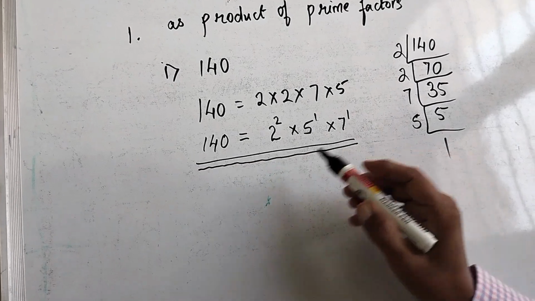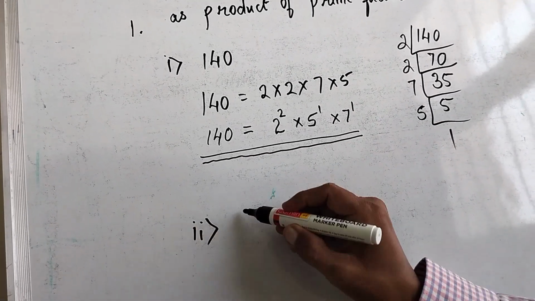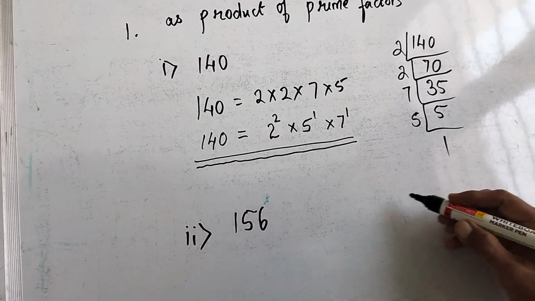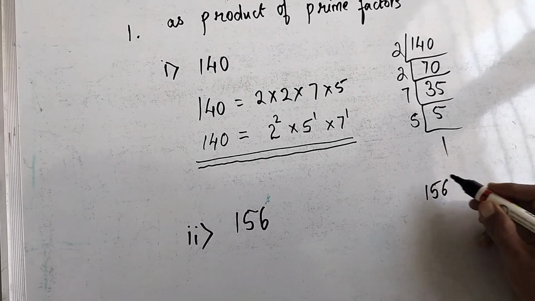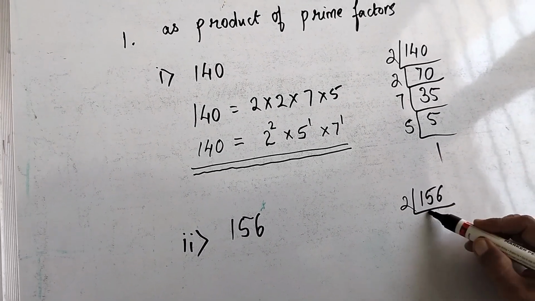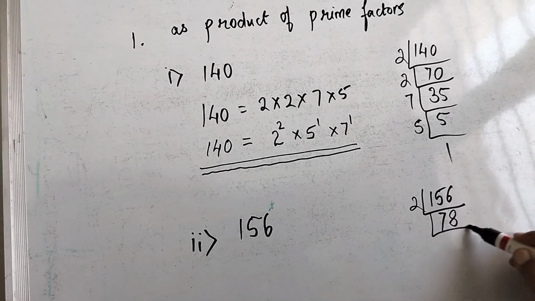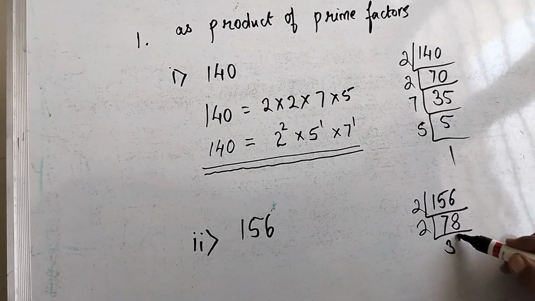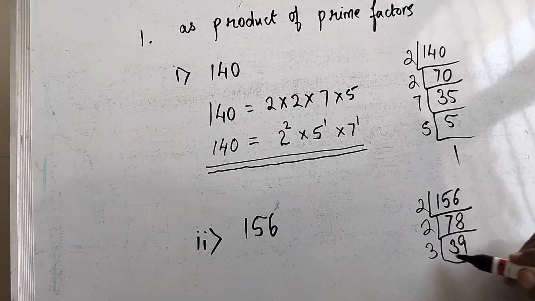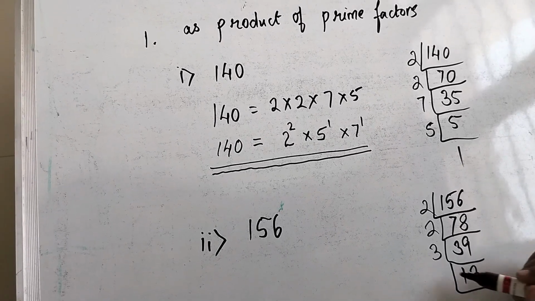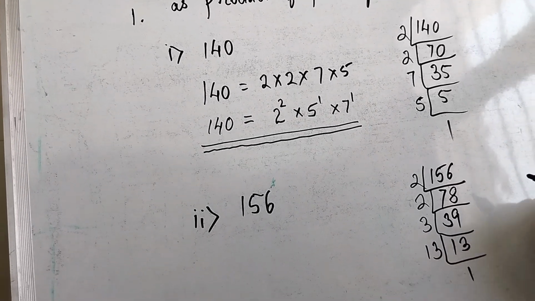So similarly, the second question goes here as 156. The number given is 156. Now the factors are 2 7s are 14, 2 8s are 16, 2 3s are 6, 2 9s are 18, 3 1s are 3, 3 3s are 9, and 13 1s are 13.